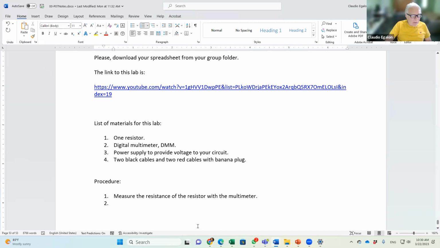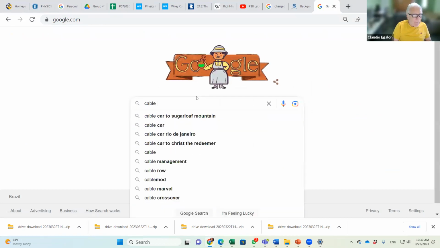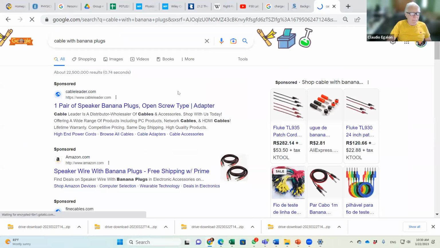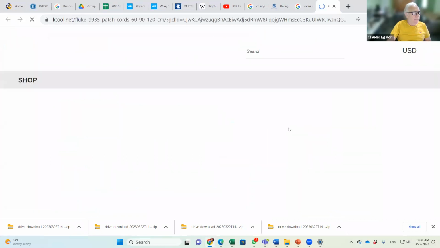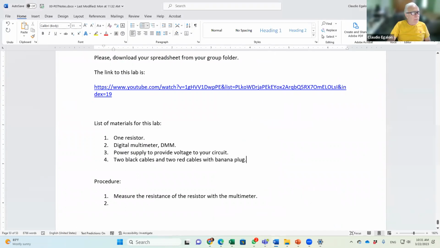We usually use that. Let's take a look at this banana plug, how they look. Plugs. Okay, that's how they look. Here you go. That's the banana plug. They usually sell those things in black and red. They have other colors too. And we constantly use this type of cable to put together experiments. Okay. 2 black cables and 2 red cables with banana plug.